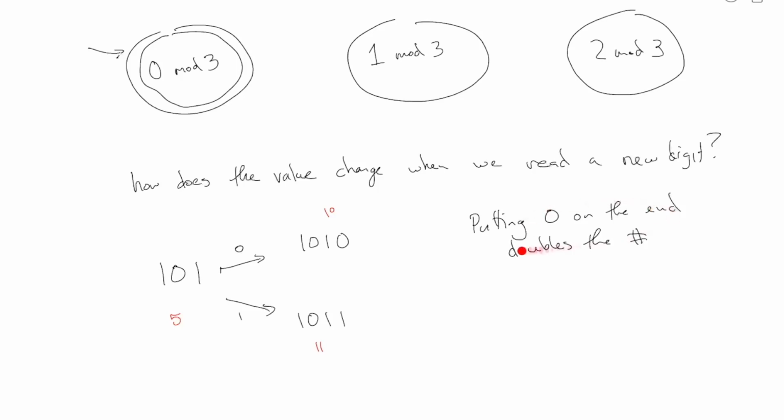The same is true in binary. If you add a 0 onto the end of a binary number, you shift all the powers of 2 up by 1, and that is the same as multiplying everything by 2. So putting a 0 on the end doubles the number. When you put a 0 on the end, x becomes 2x. This is the effect of putting a 0 onto the end of a binary number. It changes an x to a 2x. What about this one, putting a 1 on the end?